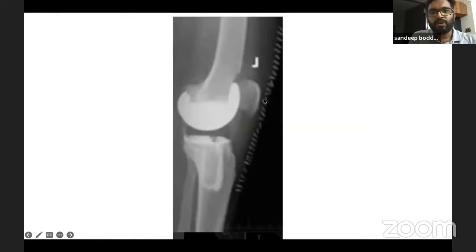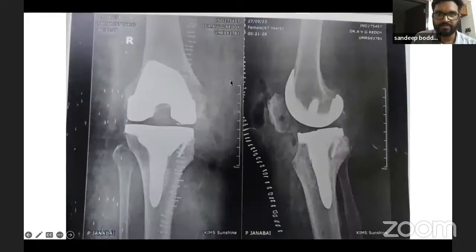And here, sorry for the bad quality. In our series, we do not have a notched X-ray, so I had to borrow it from the internet. So here you can see the anterior cortex is notched, and this is definitely predisposed for fracture.